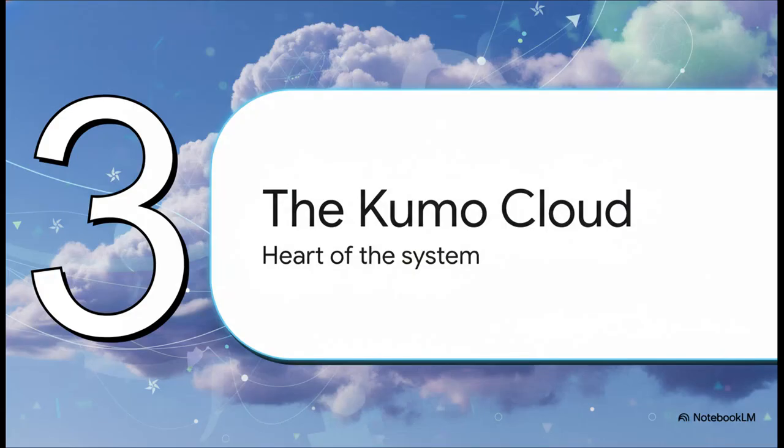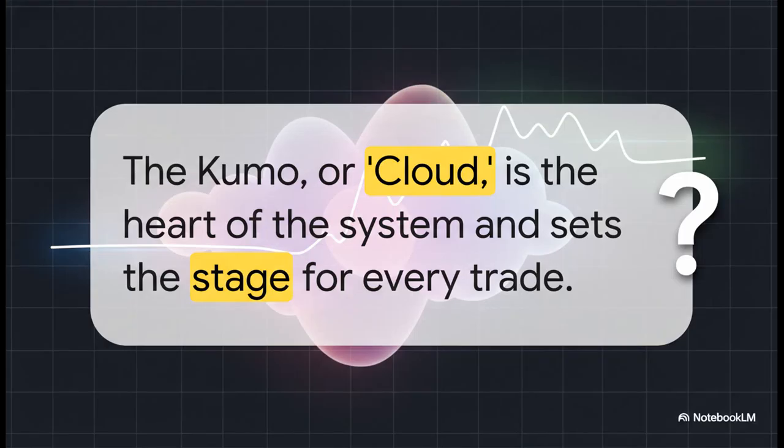So, where do we even begin to understand this? Well, it all starts with the single most important part of the entire system, the Kumo, or as it's better known, the cloud. If you get this one concept right, everything else just kind of falls into place. The easiest way to think about the Kumo Cloud is to see it as the entire field of play. It's the battlefield. Before you even think about looking for a buy or a sell signal, the very first question you should always ask yourself is, where's the price in relation to that cloud?